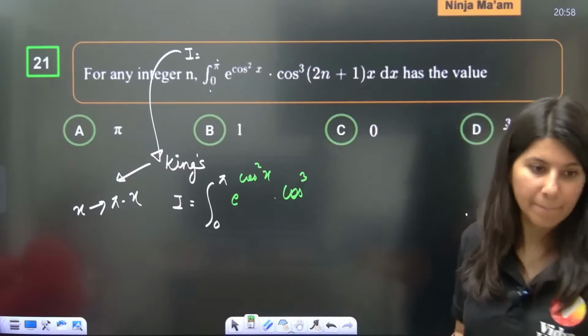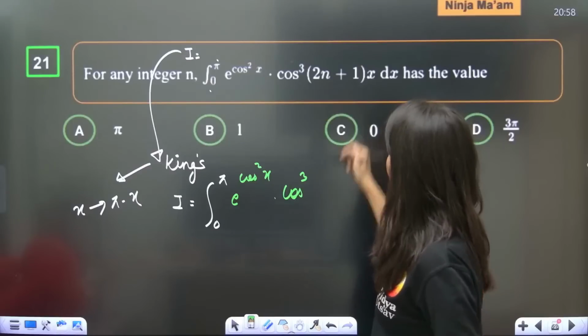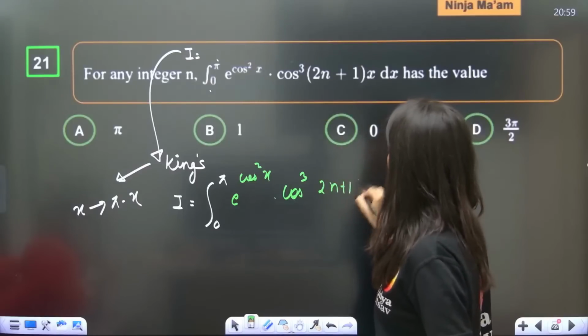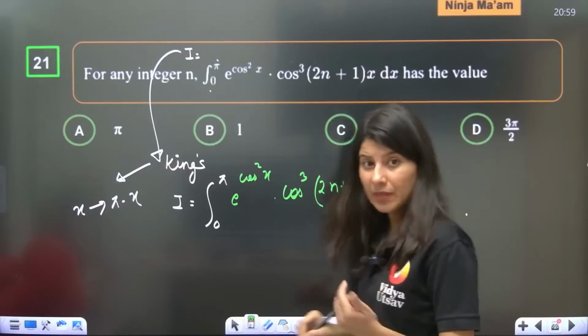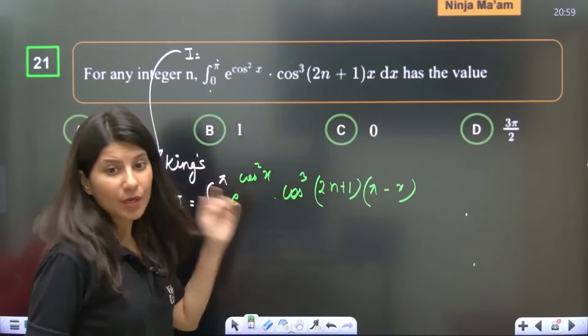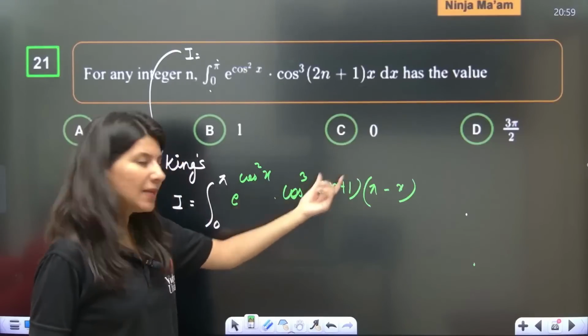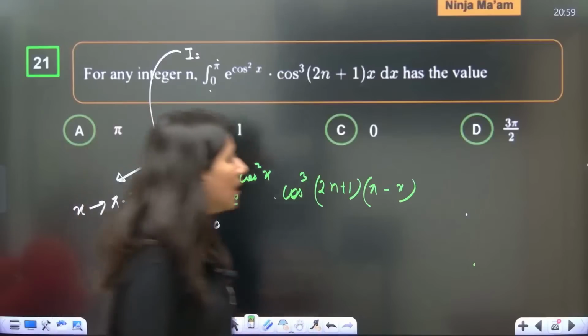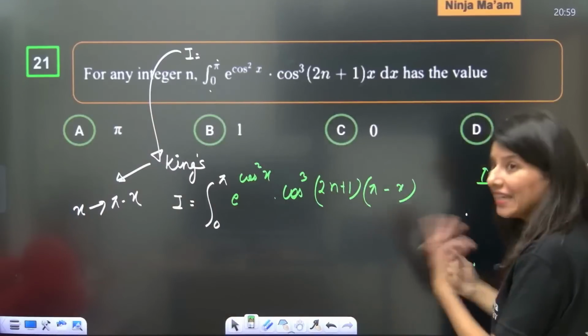Okay. Cos cube. Correct. Now 2n plus 1 pi minus x. X will be replaced by pi minus x. So this is odd pi minus odd x, 2n plus 1 pi, odd pi minus theta. See, cos of odd pi minus theta will be minus cos theta.